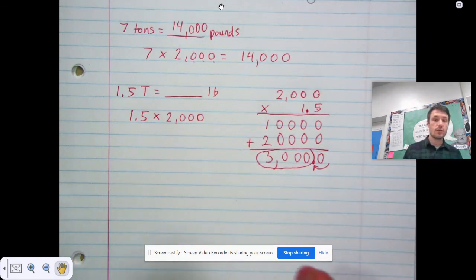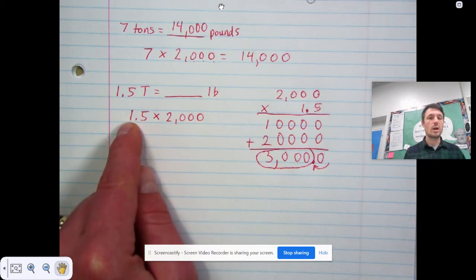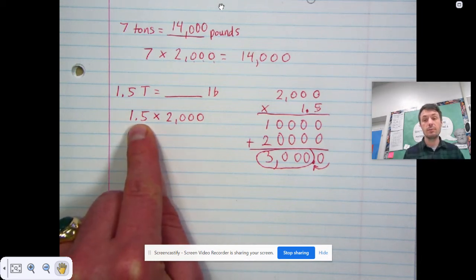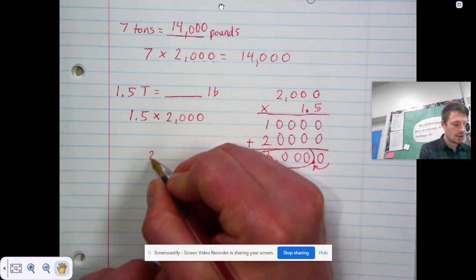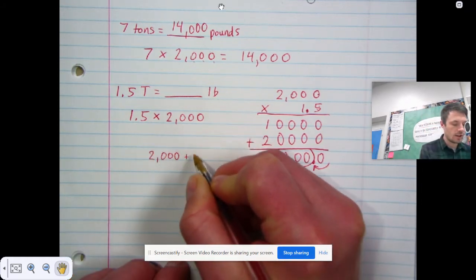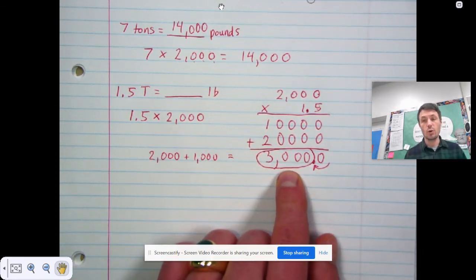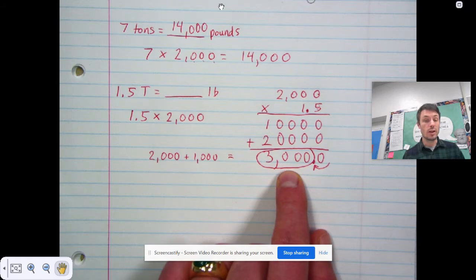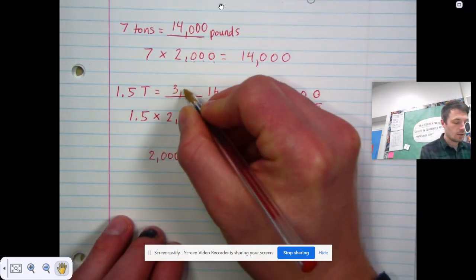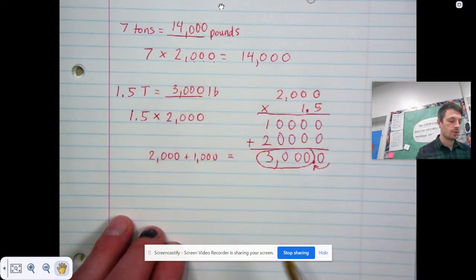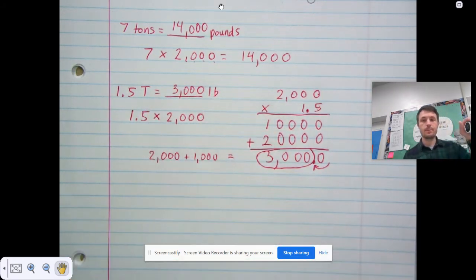Notice we could have solved this a different way too. We know there's 2,000 pounds in 1 ton. So how many pounds would there be in a half a ton? It would be half of 2,000, so it would be 1,000. And 2,000 plus 1,000 equals 3,000. So you also could have solved it in your head like that. But 1 5/10 of a ton is 3,000 pounds, or 1.5 tons is 3,000 pounds.